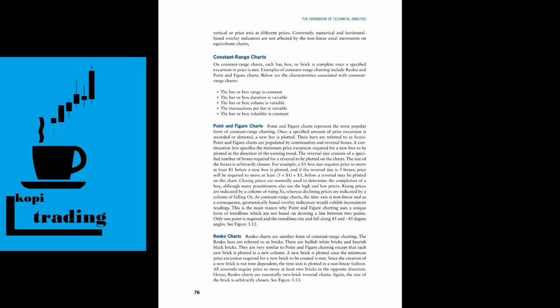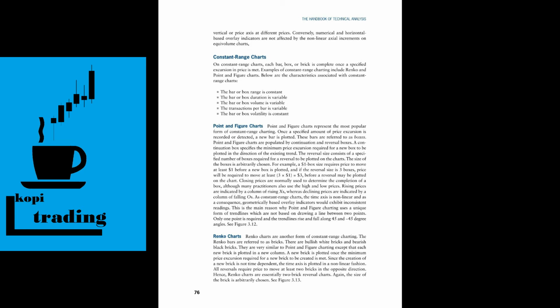Constant range charts. On constant range charts, each bar, box, or brick is complete once a specified excursion in price is met. Examples of constant range charting include Renko and point and figure charts. Below are the characteristics associated with constant range charts. The bar or box range is constant. The bar or box duration is variable. The bar or box volume is variable. The transactions per bar is variable. The bar or box volatility is constant.